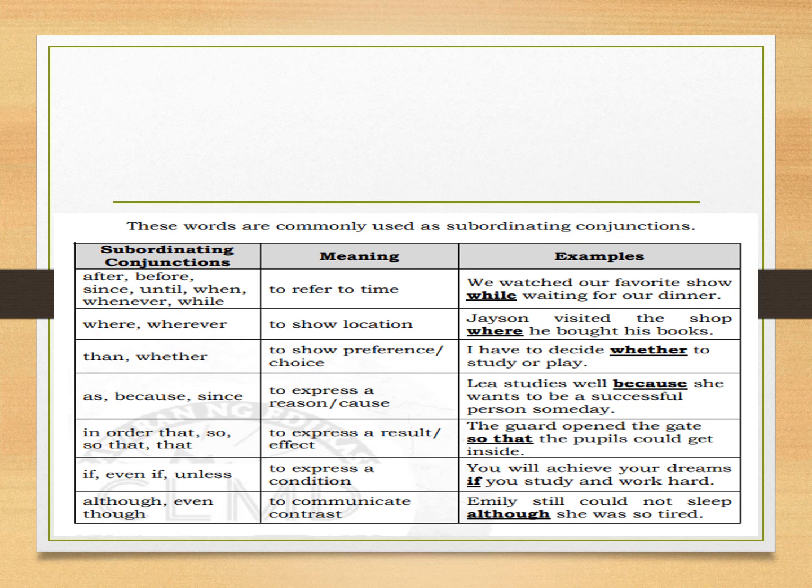Another subordinating conjunctions, we have if, even if, and unless, meaning to express a condition. Example, you will achieve your dreams if you study and work hard. Next conjunction, although, even though, meaning to communicate contrast. Example, Emily still could not sleep although she was so tired.